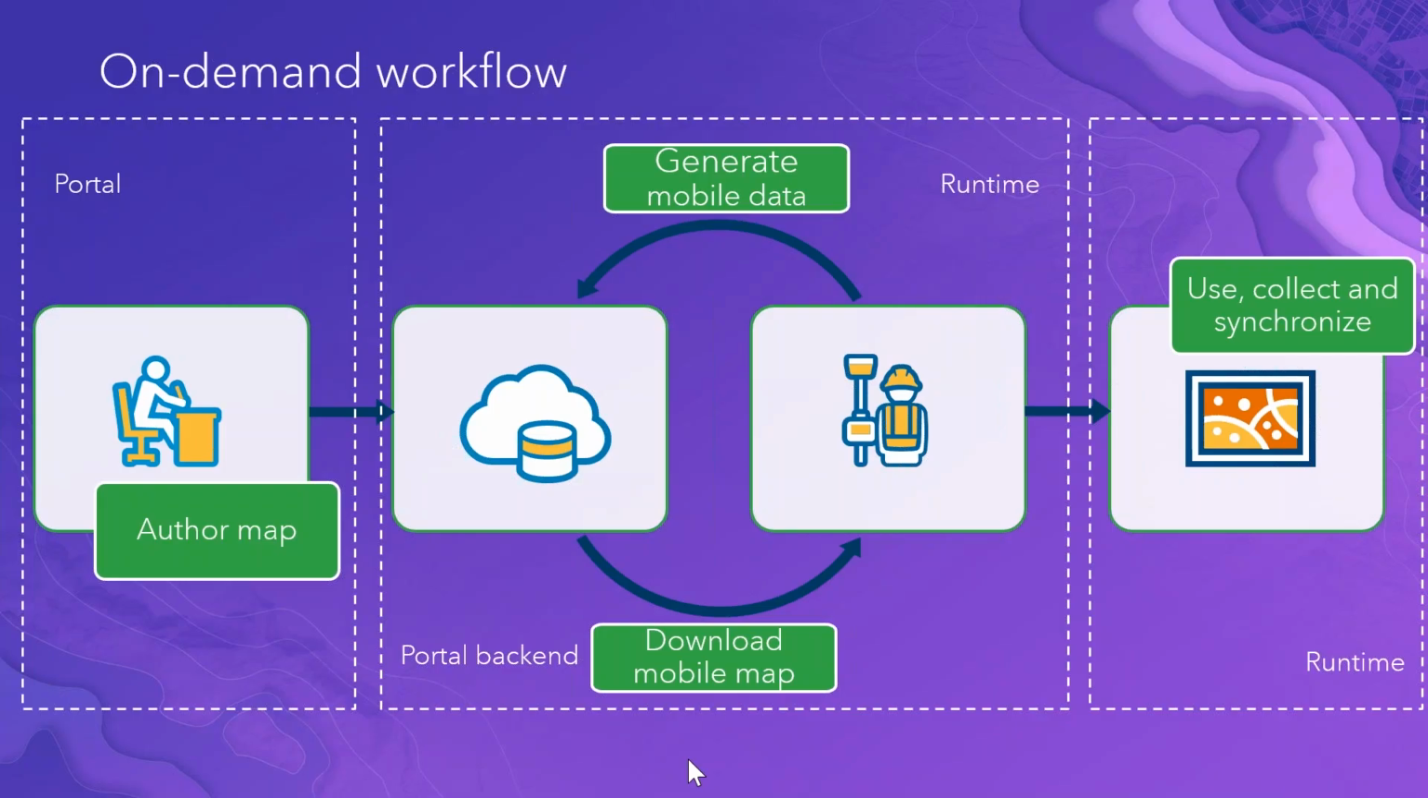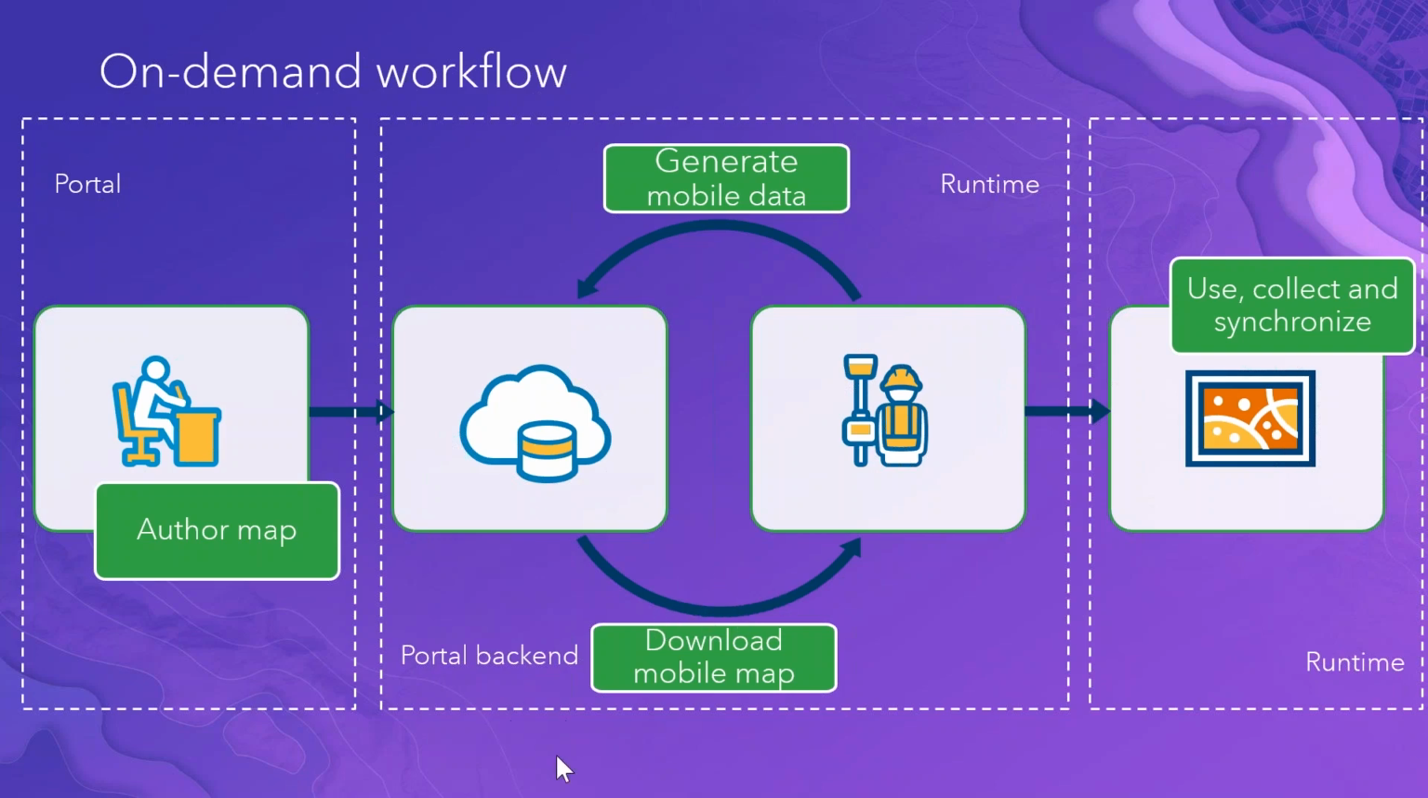Okay, for the on-demand workflow, the basic workflow that needs to happen here is that, just like I showed you, you author the map, you make sure it's all configured the way that you want to use it with the rich content, the pop-ups, the bookmarks, whatever else you need, and enable it for offline use.